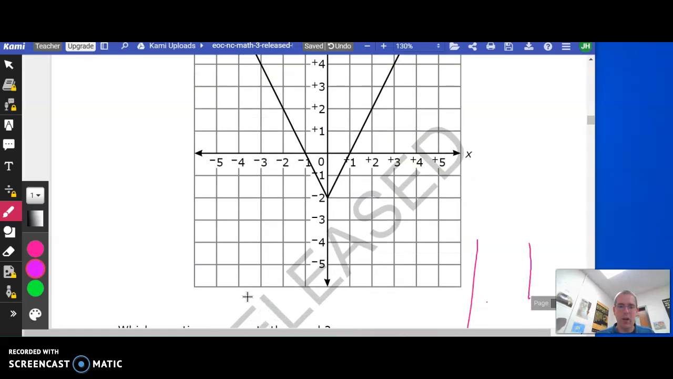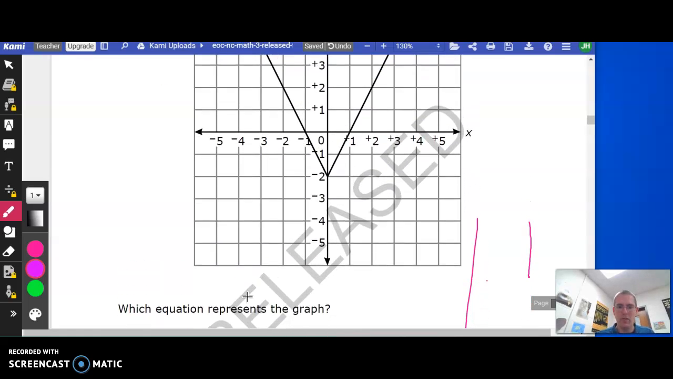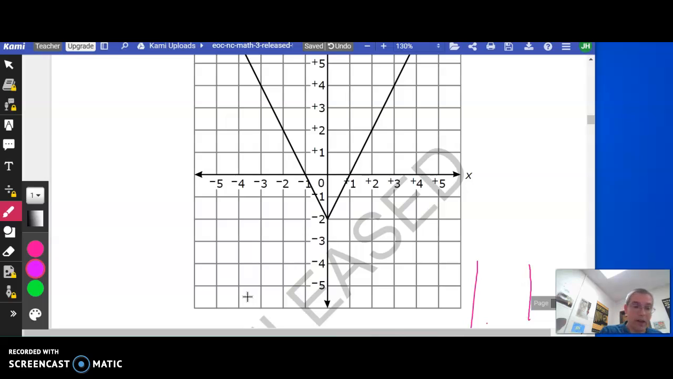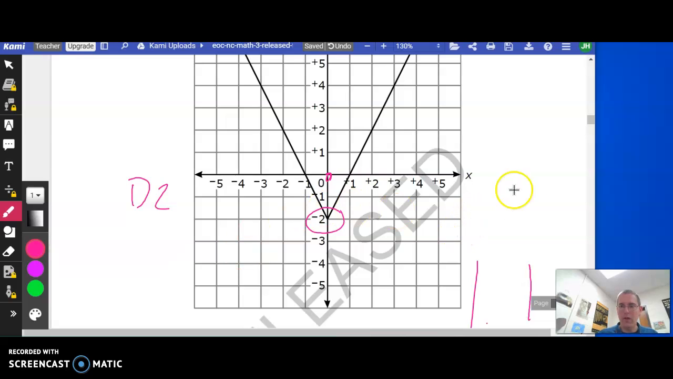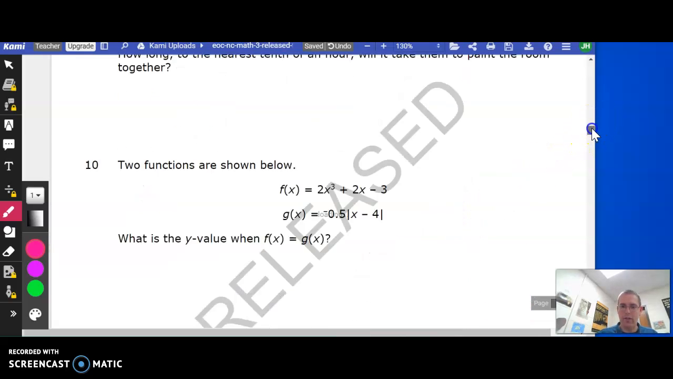Okay, the graph of the equation is shown below, and which equation represents the graph? Hopefully you can narrow it down without going to Desmos, but notice this graph has been moved down too. It has not been shifted left or right from the origin. It looks like it just went straight down. So moving a graph down should be a -2 on the outside.